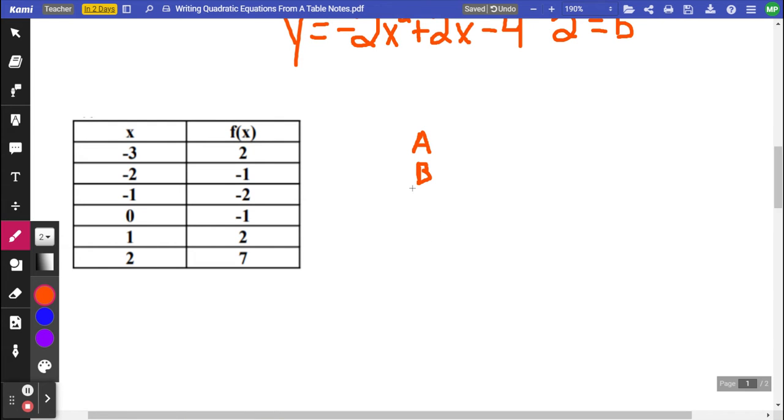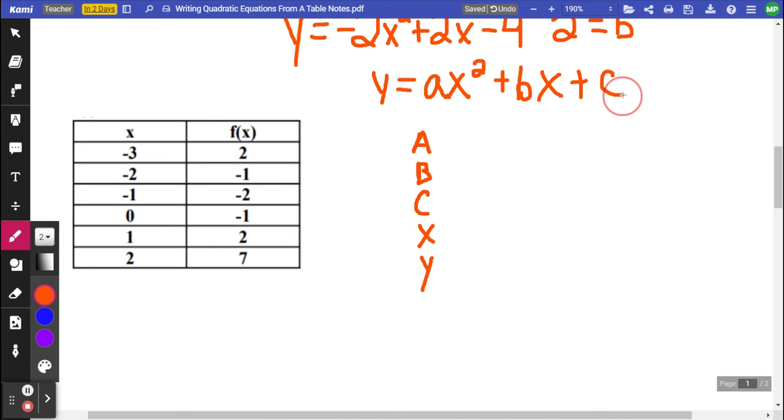Okay, we got to find our A, our B, our C, an X, and a Y. Okay, I'm going to plug this back in. Y equals, I'm just going to write this at the top, AX squared plus BX plus C. So ultimately, we're trying to find an equation.